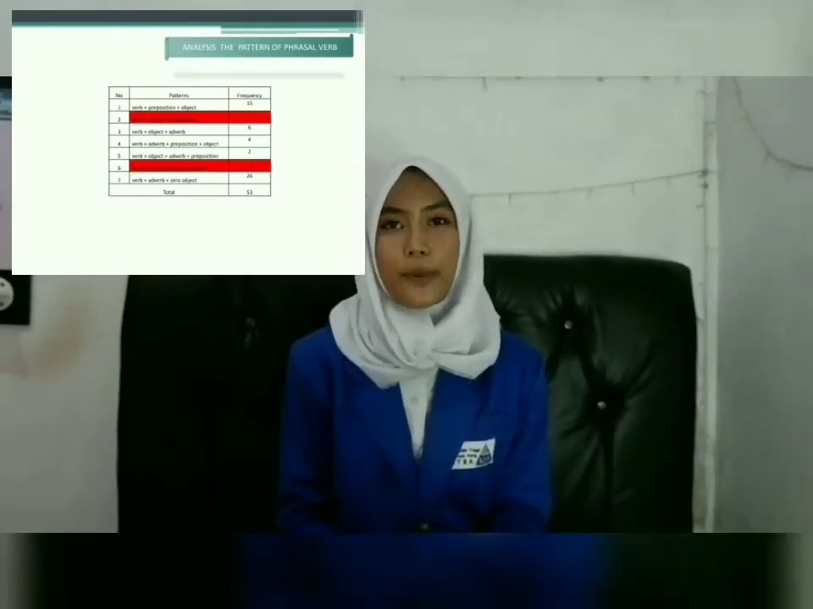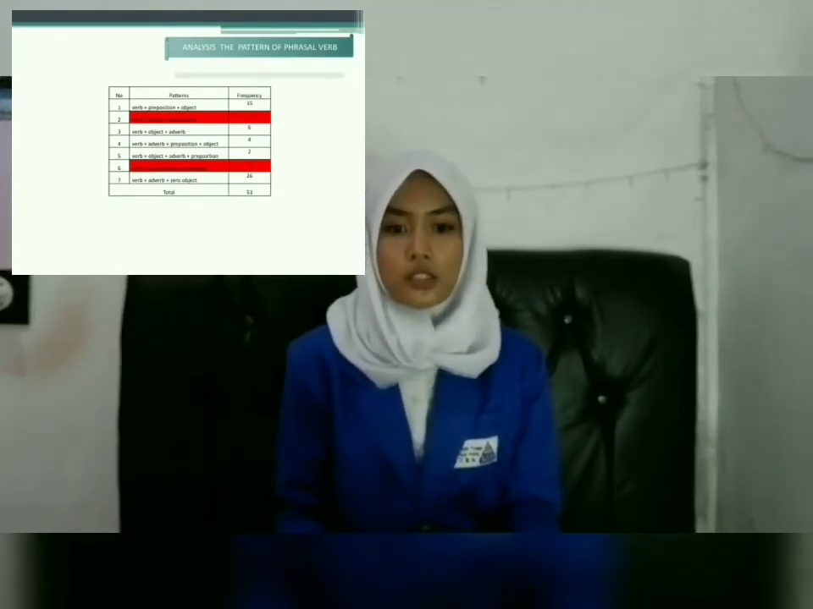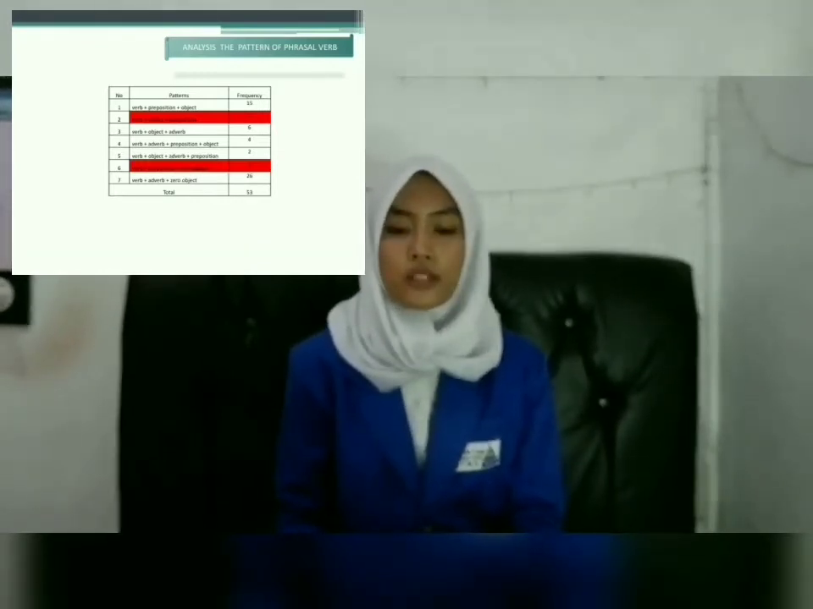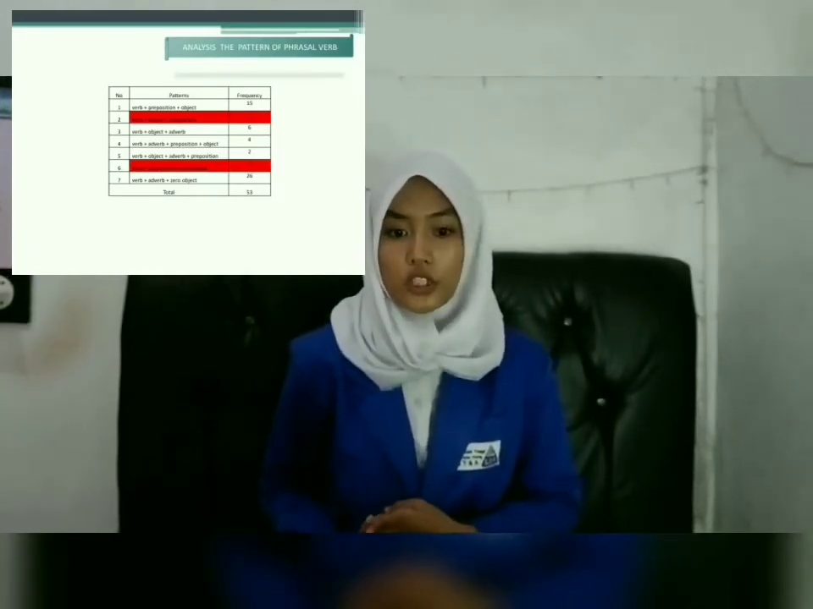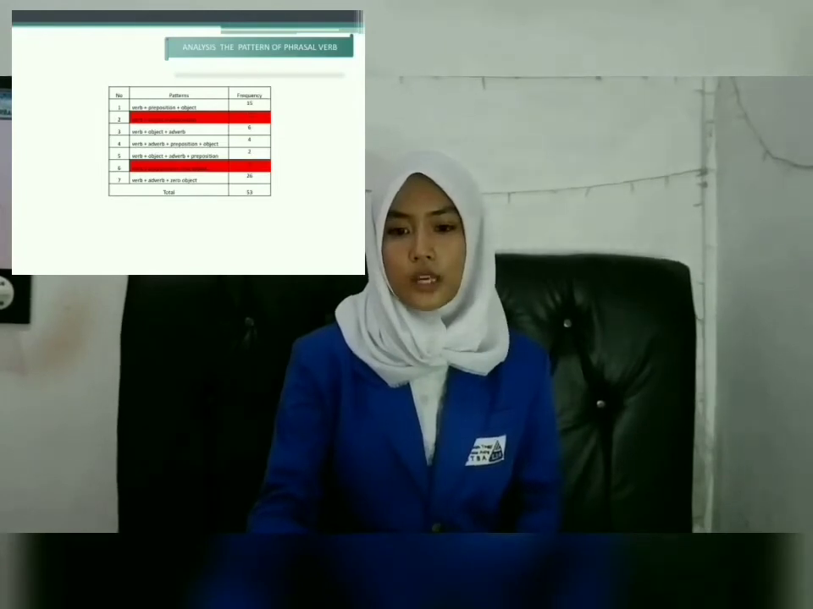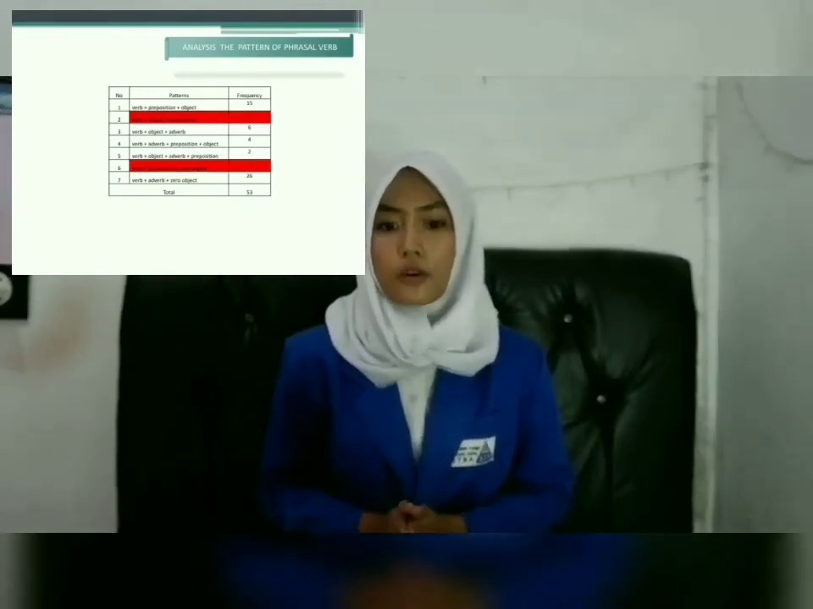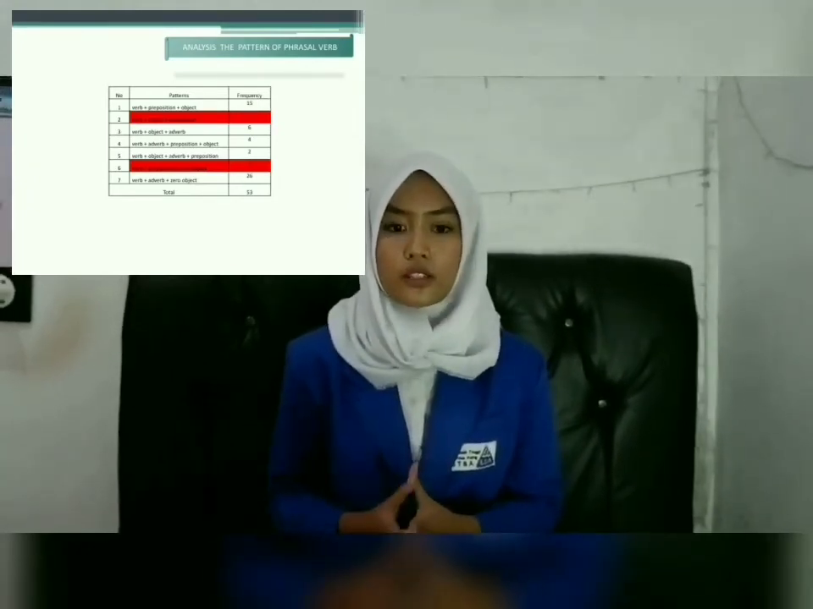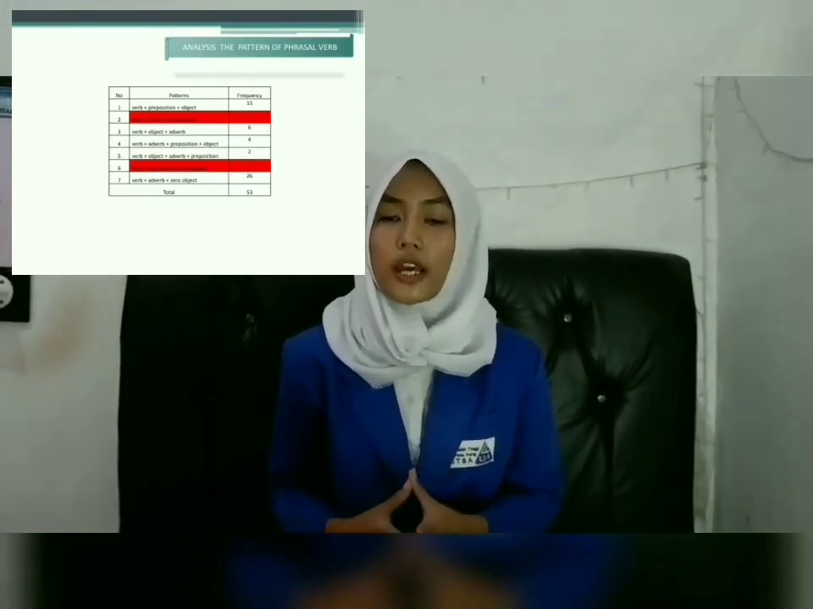And now, analyzing the pattern of phrasal verbs. From the 7 patterns, from the 53 data, there are 2 patterns that have no data: the pattern verb followed by object and preposition, and the pattern verb followed by preposition and zero object. The most frequent is verb followed by adverb and zero object, because all of the intransitive phrasal verbs use this pattern. The second most frequent is verb plus preposition and object.